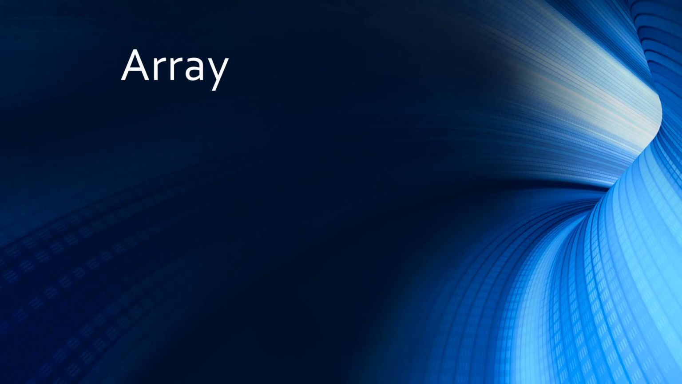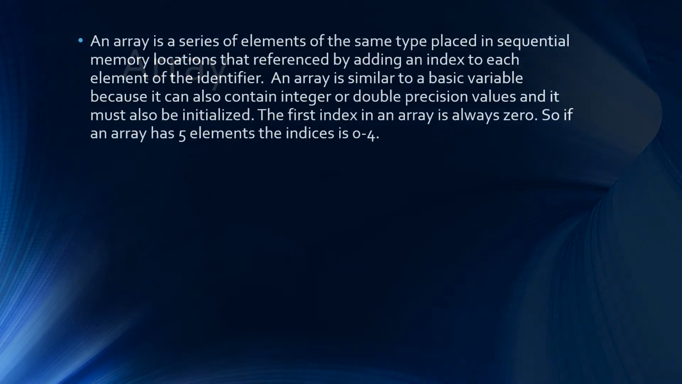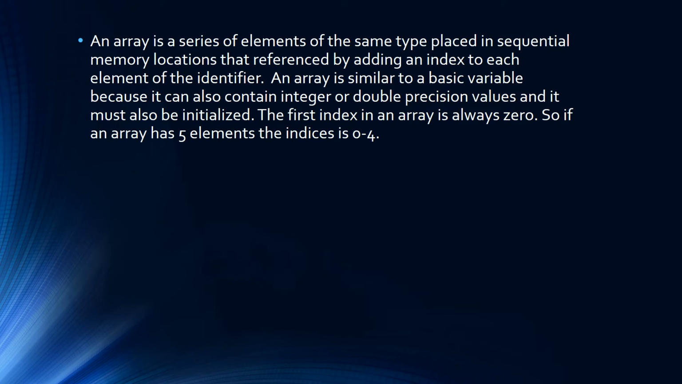Now I will be talking about arrays. An array is a series of elements of the same type placed in sequential memory locations and referenced by adding an index to the identifier. An array is similar to a basic variable because it can also contain integer or double precision values, and it must also be initialized. The first index in an array is always 0, so if an array has 5 elements, the indices are 0 to 4.